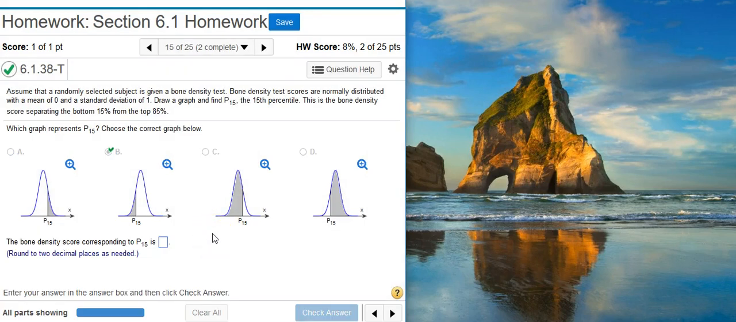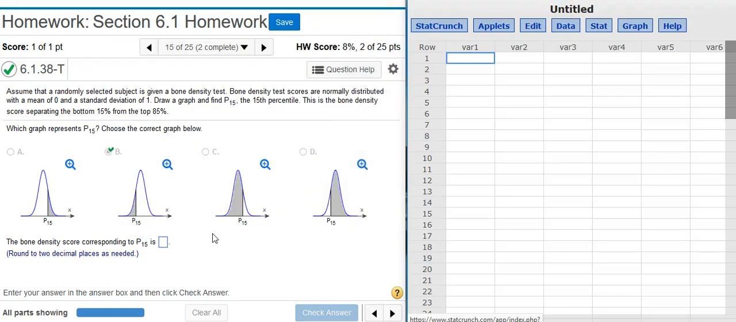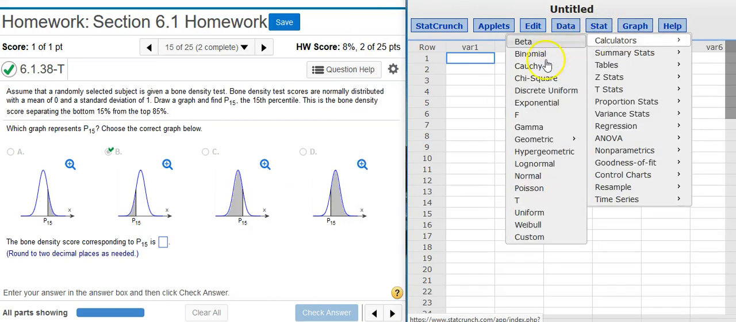Now, the second part of this problem asks us to identify the bone density score. This is actually the z-score that corresponds with P sub 15. To do this, you can use a standard normal distribution table, or what I'm going to do is use StatCrunch. So here I have StatCrunch open, and I'm going to go to Stat, Calculators, Normal.